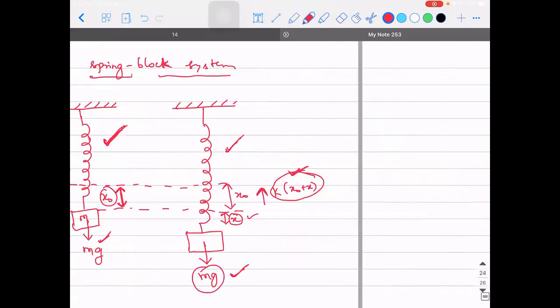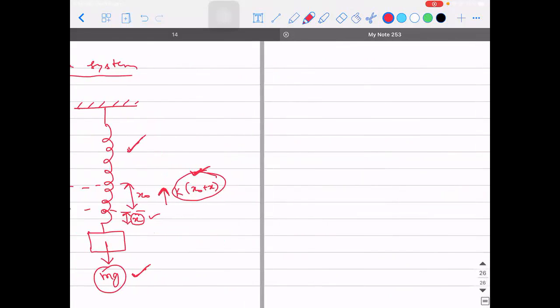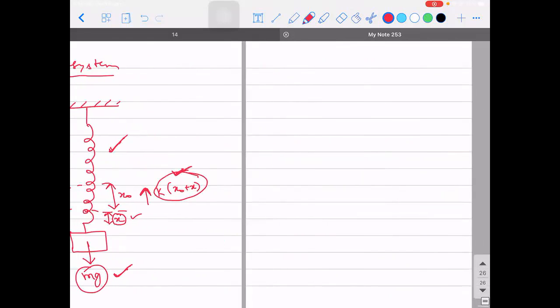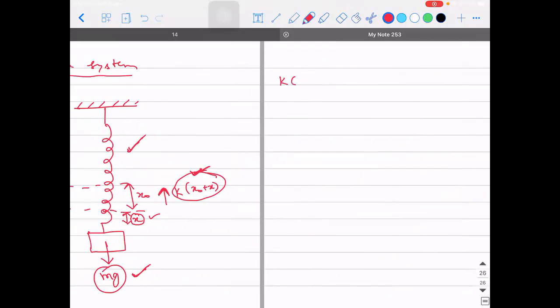Now our job is simple. See, the mathematical part in this case is very simple. Look at the way I'm going to write. K into x naught plus x, wherever it is restoring, I'm going to use a minus sign. Okay, I'll write it like this.